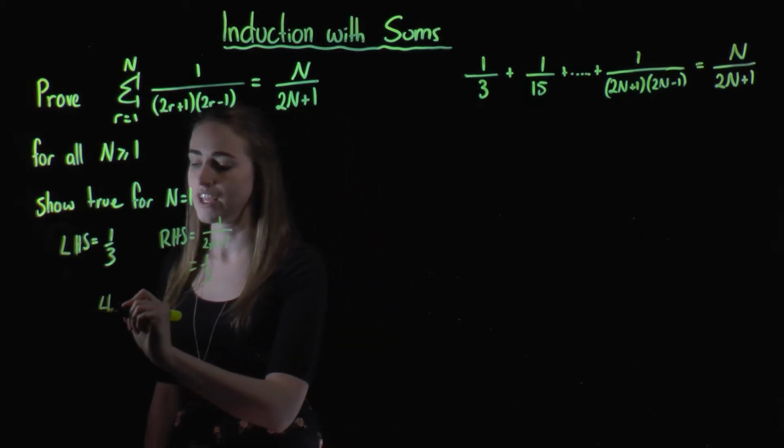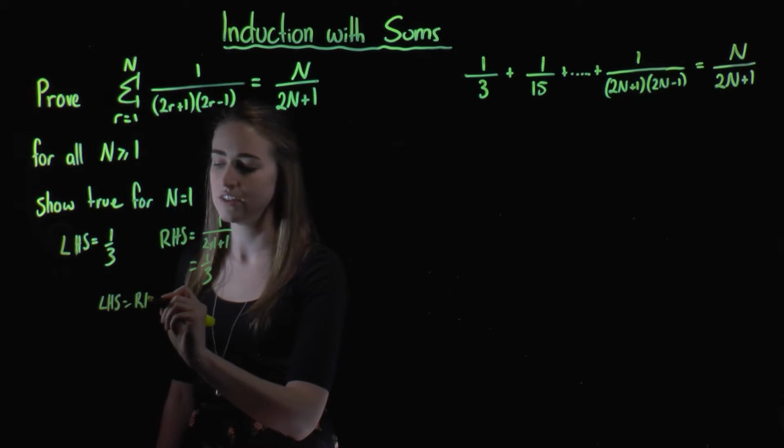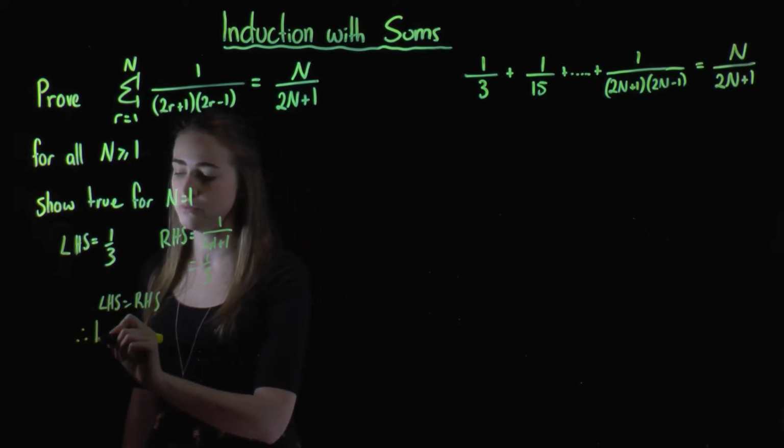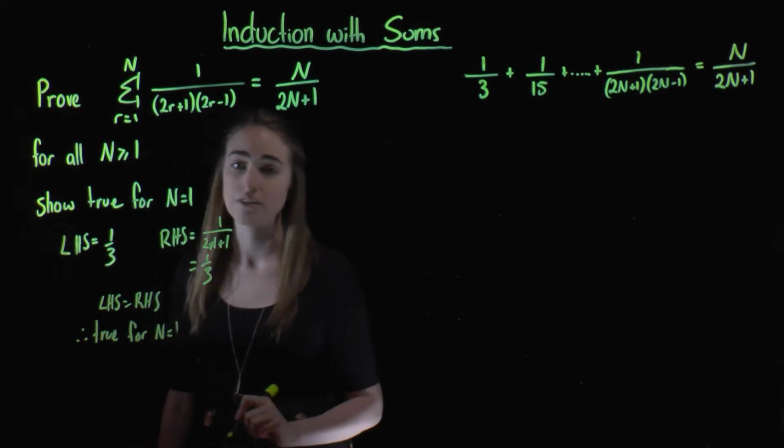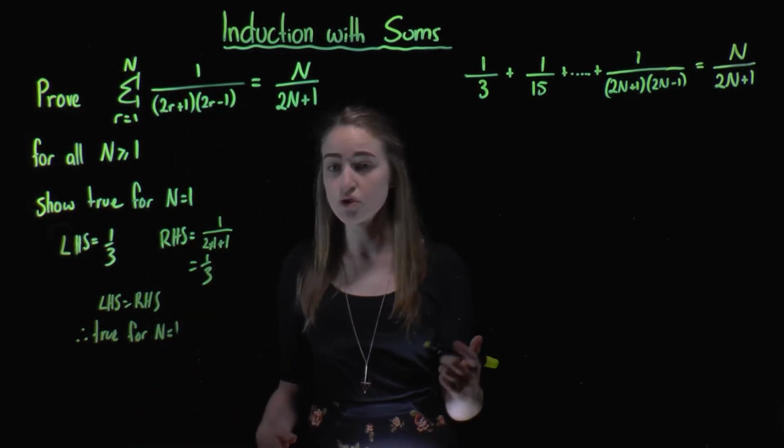So because my left-hand side is equal to my right-hand side, then I can say therefore true for n is equal to 1. So I'm going to assume that this is true for n equals k.